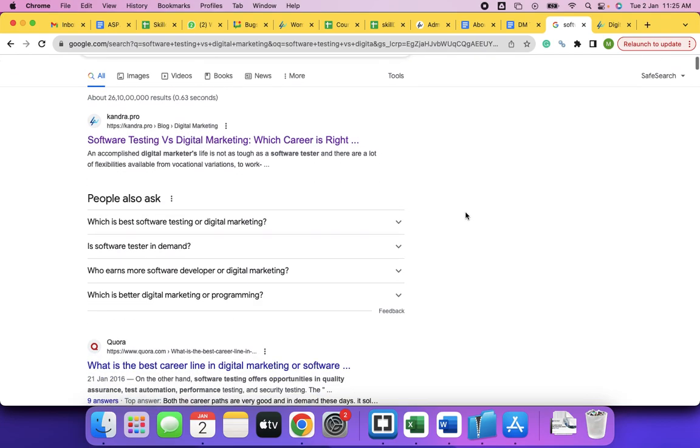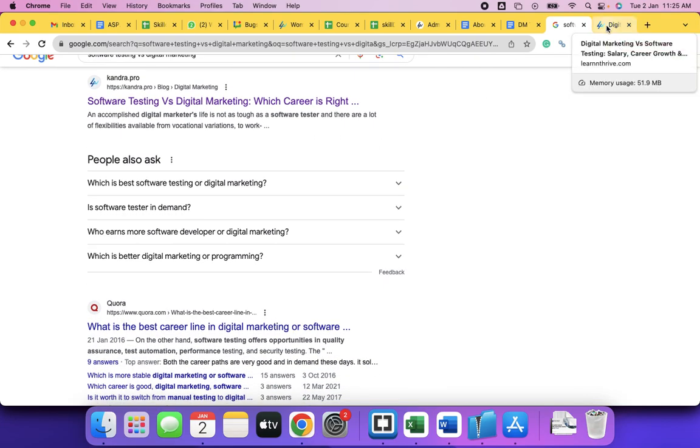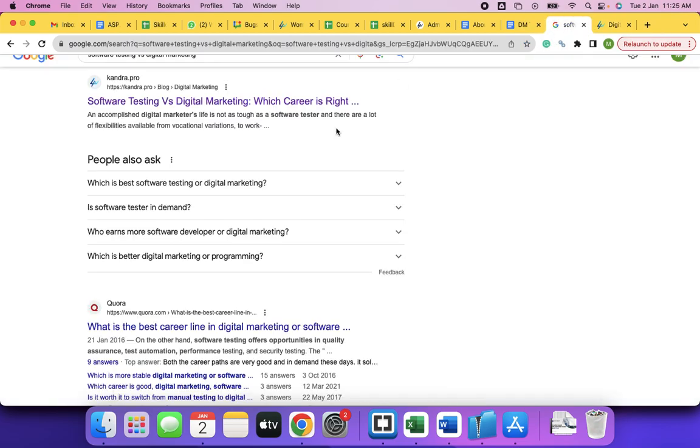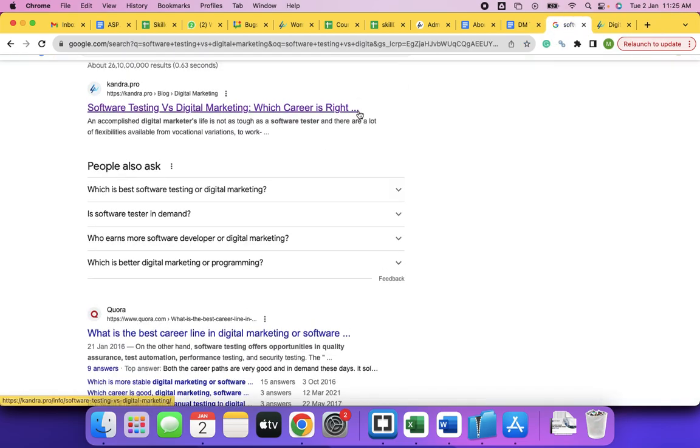Now cover all the related variations around your page, product, or service. Write quality titles and descriptions with no grammatical errors. And look at this. This is slightly lengthier, and hence it got truncated. You see dots here.